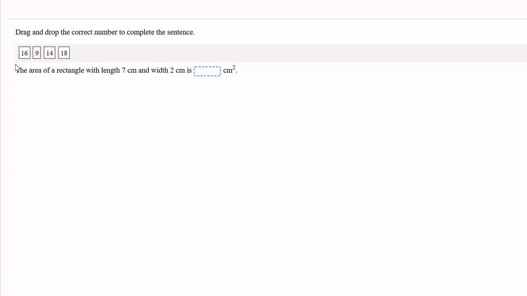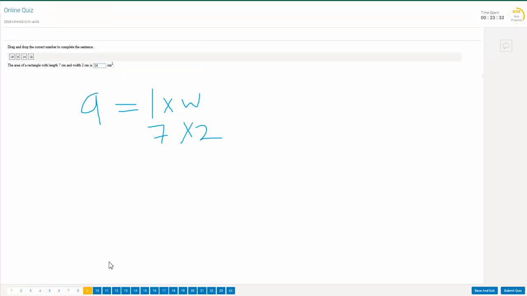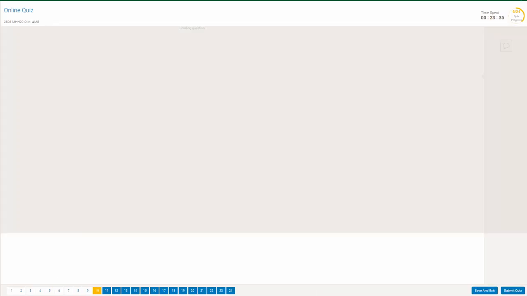Then we have this: the area of a rectangle with length 7 centimeters and width 2 centimeters. What is the area of a rectangle? Again, the formula is very important, grade 5. Length times width. So you will do 7, which is the length, times 2, which is 14. So the answer is going to be 14. Let's go to this one.